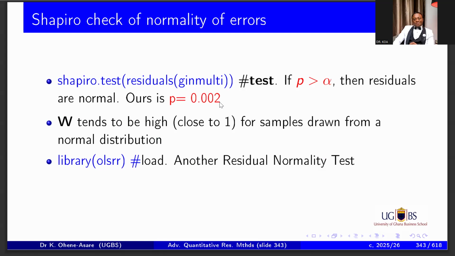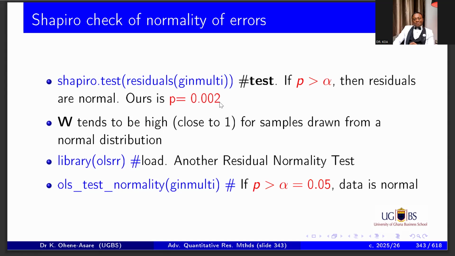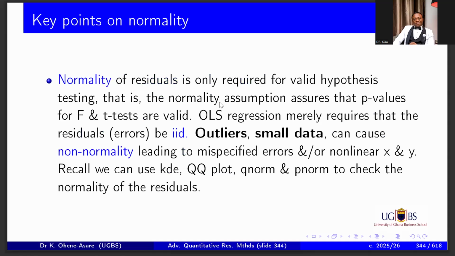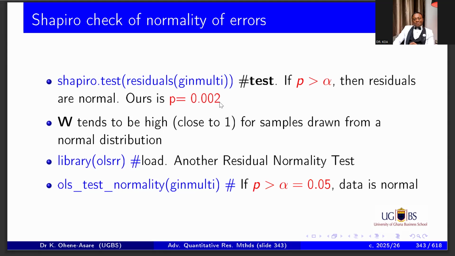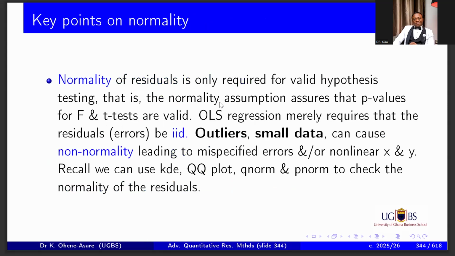There's another way you can test for normality using a package known as olsrr. This will check again for normality, and when you check, it will tell you that it's not normally distributed. But here's the thing: you don't have to be scared if it is not normally distributed. Normality of residuals is only needed for valid hypothesis testing. The normality assumption itself assures that the p-values of the F statistic and the test statistics are valid.